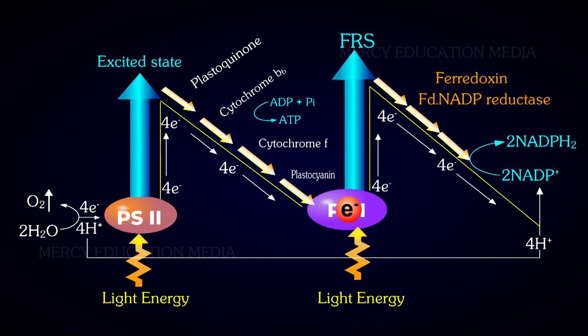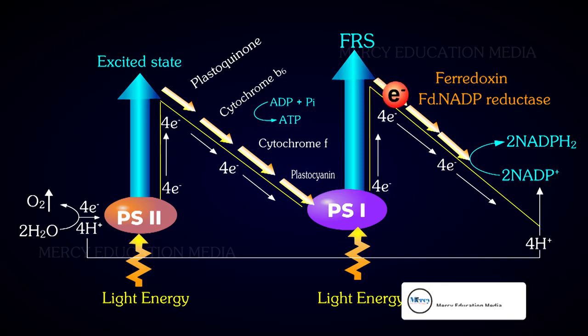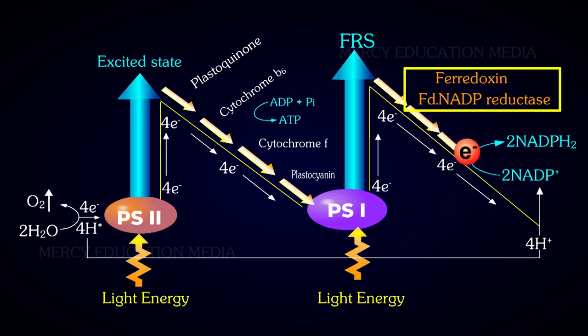When the molecules in the PS1 are excited, the electrons are released. So, an electron deficiency or a hole is made in the PS1. This electron is now transferred to ferredoxin to reduce NADP+.